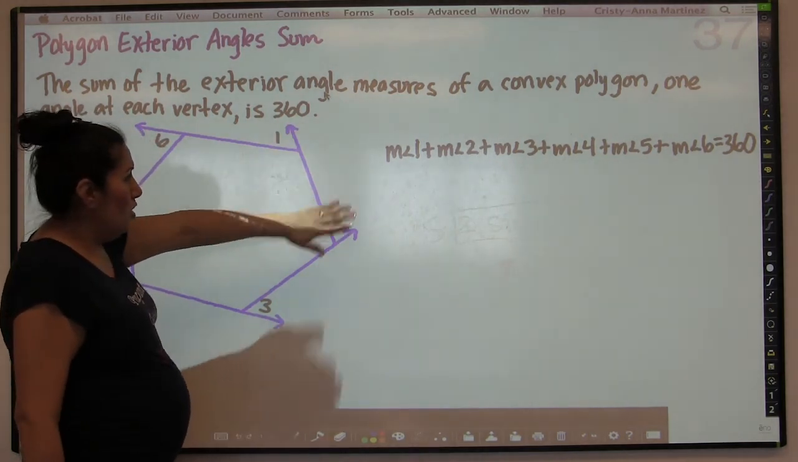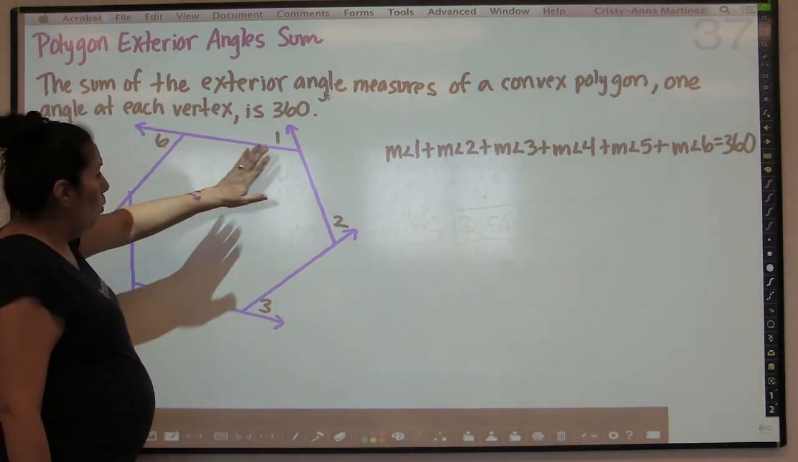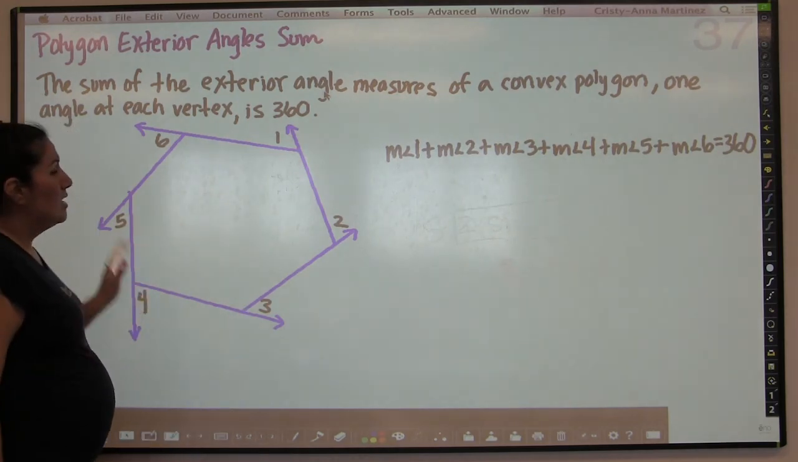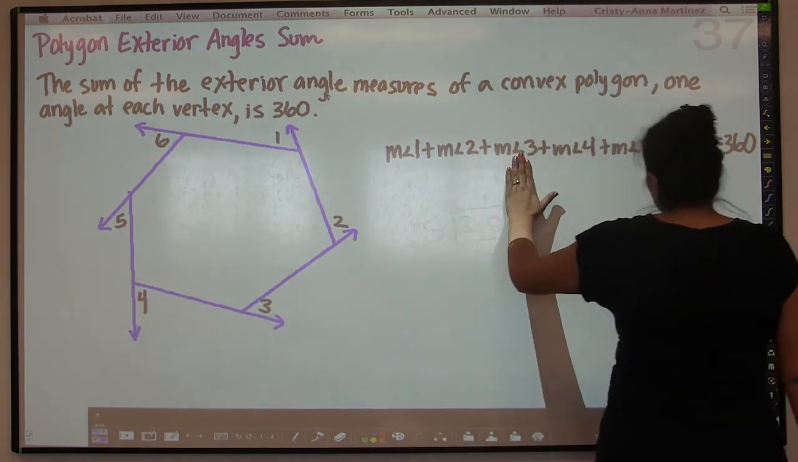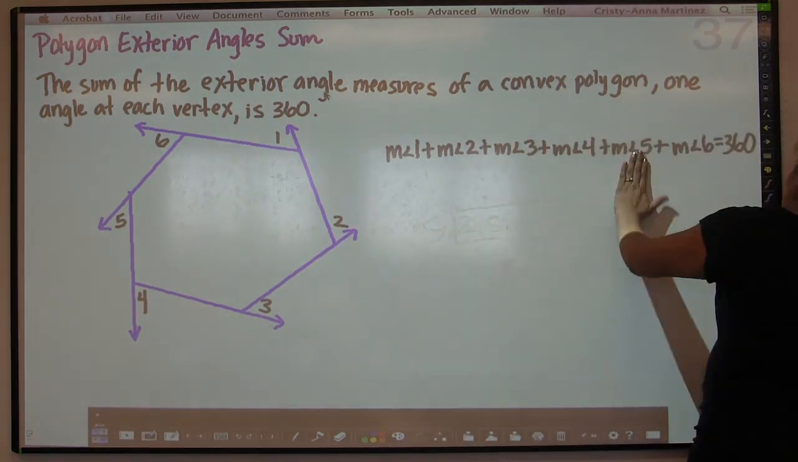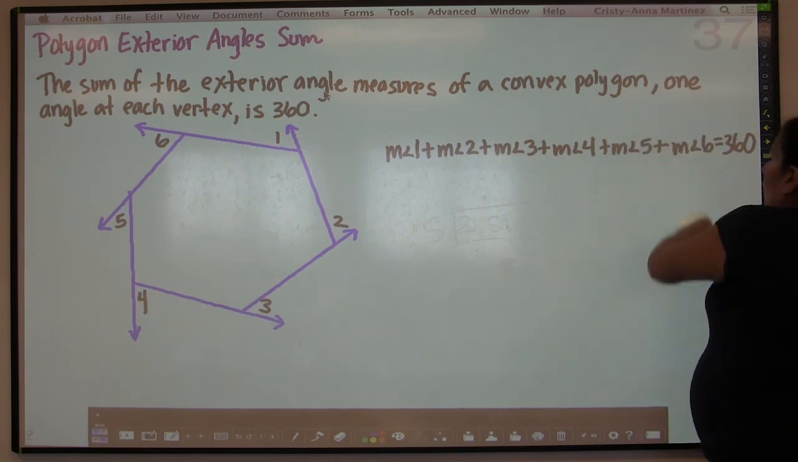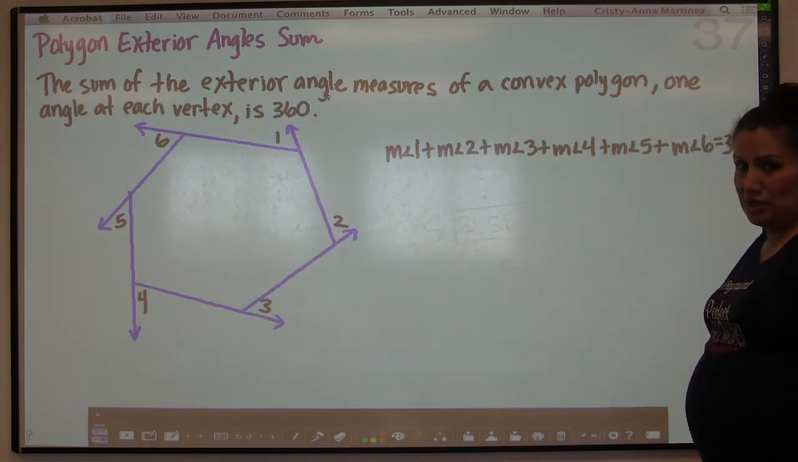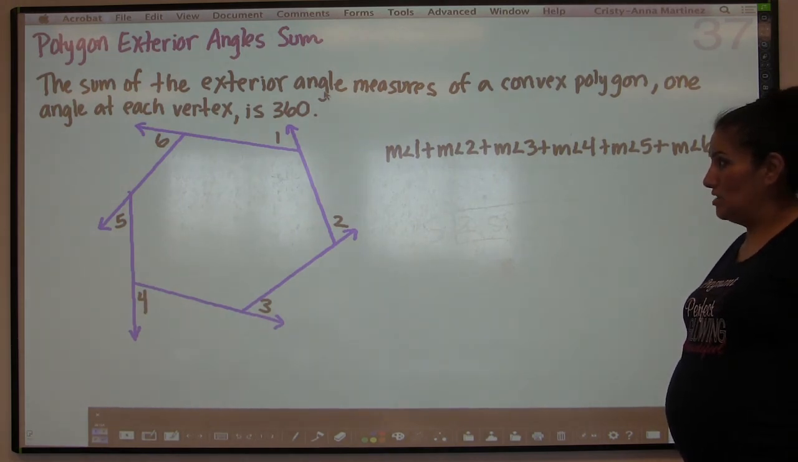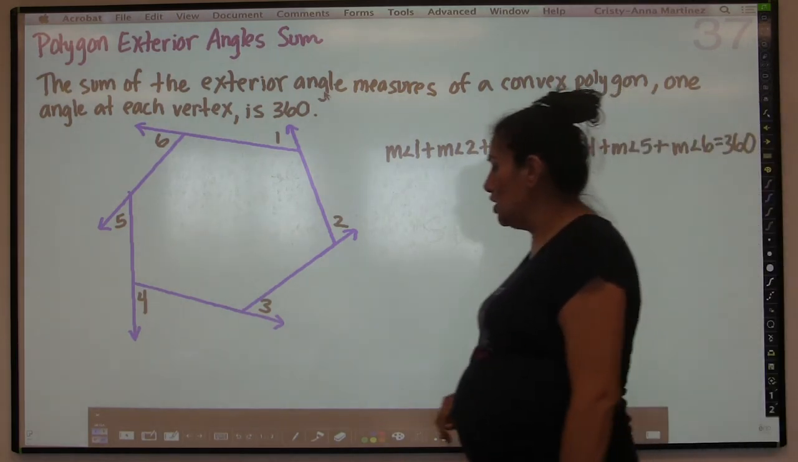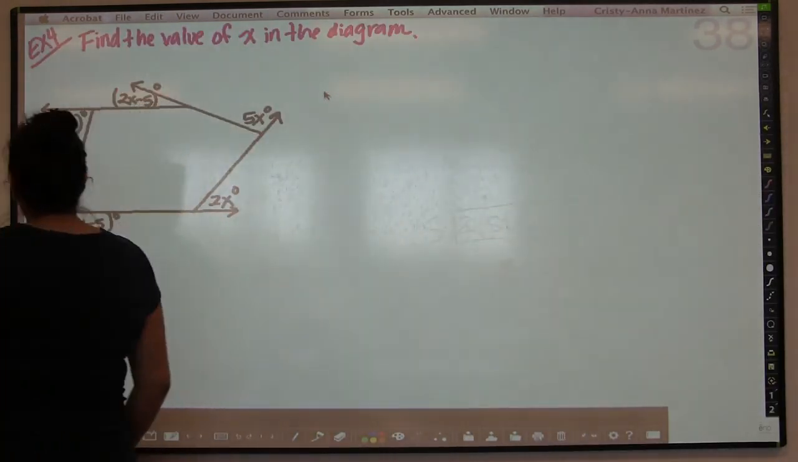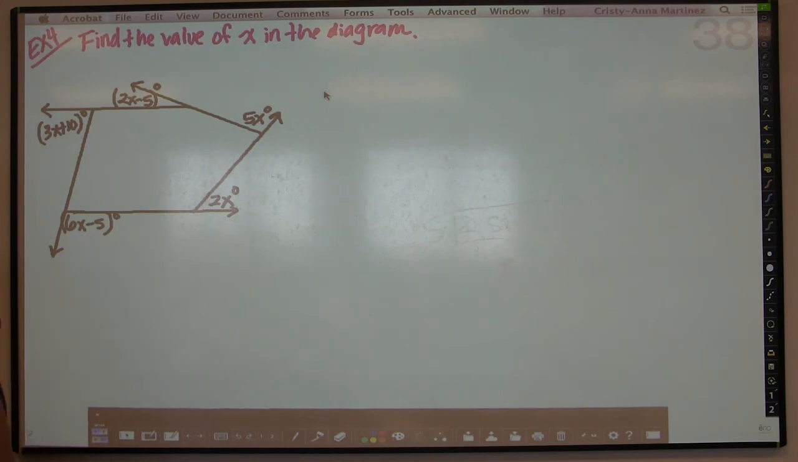So in layman's terms over here, I've drawn one exterior angle at each vertex. So the measurement of angle 1 plus angle 2 plus angle 3 plus angle 4 plus angle 5 plus angle 6 should all equal 360. Doesn't matter how many sides you have, the sum of the exterior angles, as long as there's only one at each vertex, will always equal 360. So now we can use that theorem here in example 4. It says find the value of x in the diagram.